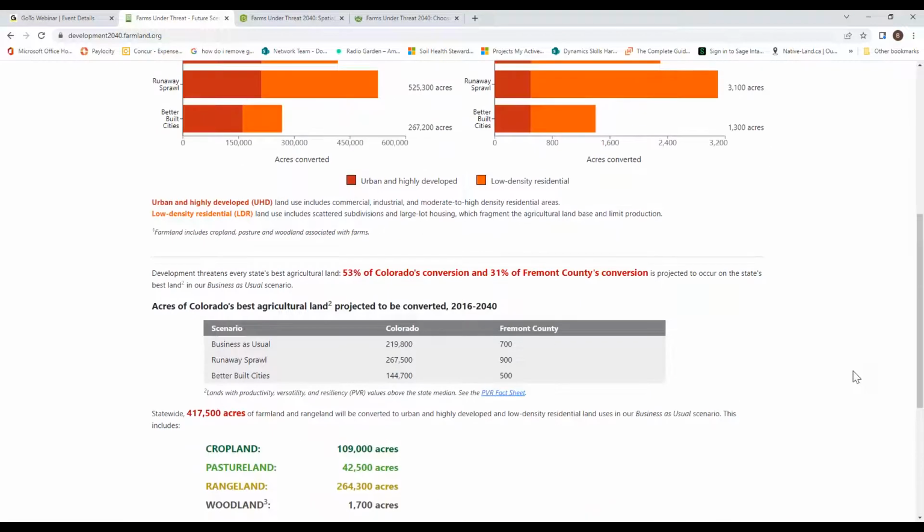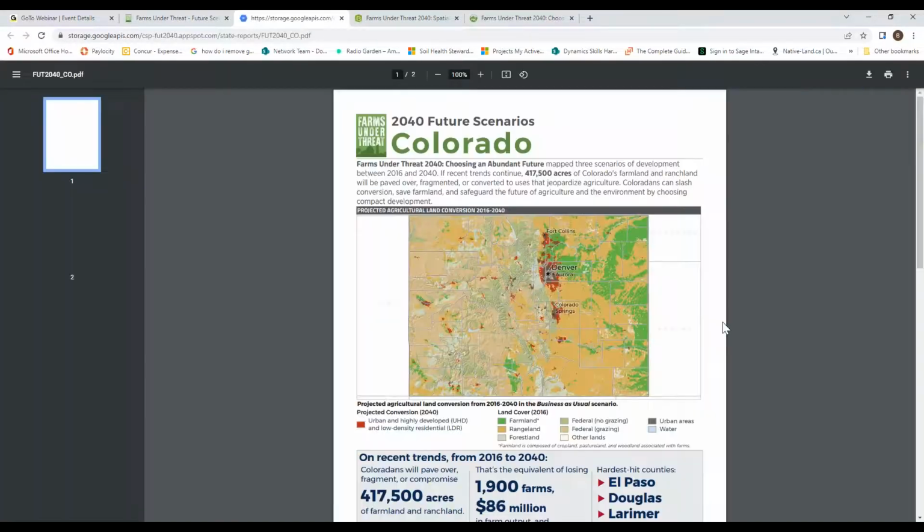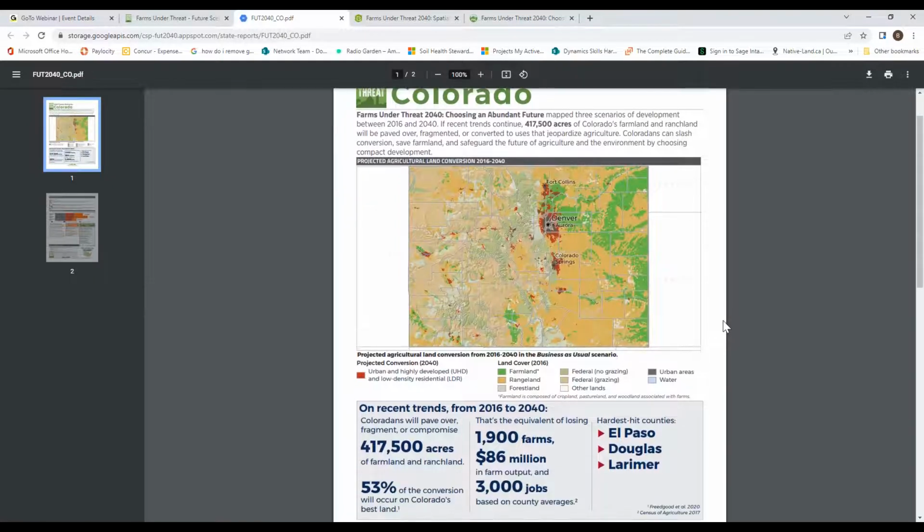Going back up, let me just show you very quickly the download report. If you look at this blue tab that Beth is pointing to, that takes you to an easily printed, easily downloaded, and easily shared summary about the findings for Colorado. And we hope that folks will indeed share this with policymakers, with neighbors, with county commissioners, with anybody who might have an interest or a need to learn about this type of information.